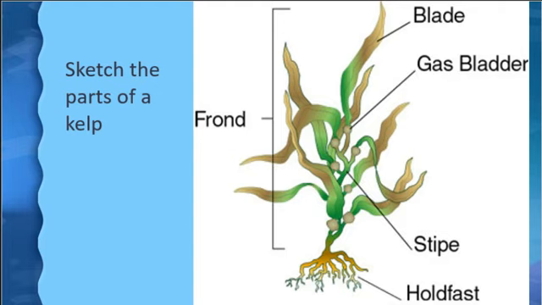So we're going to see how they don't have leaves, stems, and roots. They have blades, stipes, and holdfasts. So different names that perform different functions. That's why we call them different things, because they're not actually a plant.